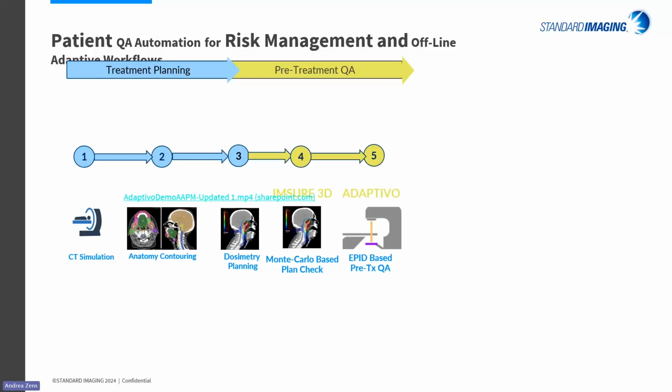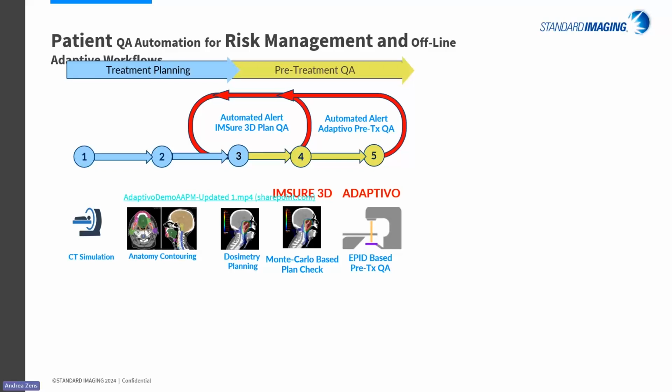iAmSure 3D plan check software uses a gold standard, research-driven, Monte Carlo-based calculation algorithm to ensure your treatment planning system calculations are checked with the highest accuracy and precision available, giving you the needed confidence in your complex treatment plans. In fact, the Simoca Monte Carlo double check algorithm is more accurate than the dose calculation algorithms used by most treatment planning systems.